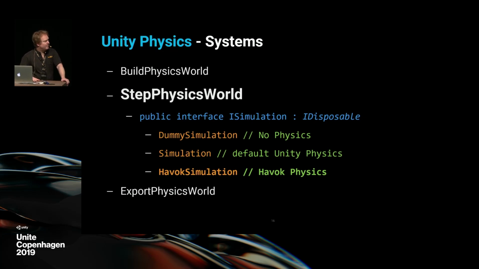There is a simulation implementation, which is the Unity Physics, and there's also, inside the Unity Physics package, an implementation called Havok Simulation. Now, it doesn't do anything whenever you just have the Unity Physics package on its own, but it's there so that you can hot swap in the UI for the moment.